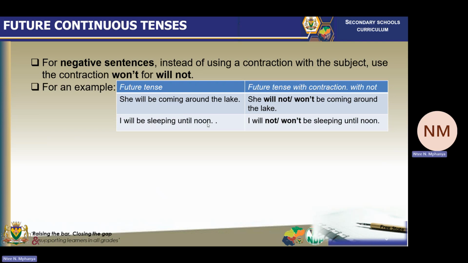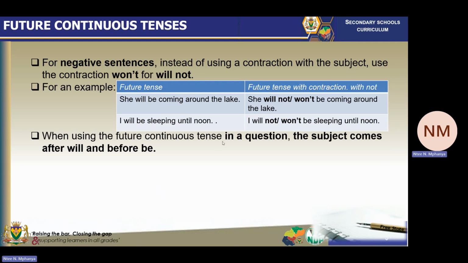I will be sleeping until noon. I will not, I won't be sleeping until noon. Look at the position of the apostrophe here. When we contract will not, the apostrophe comes between N and T. Therefore, this word is being shortened into won't by using the what? The apostrophe.